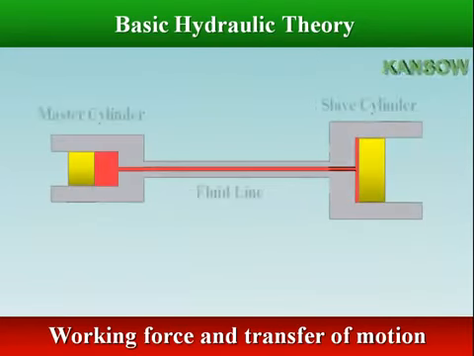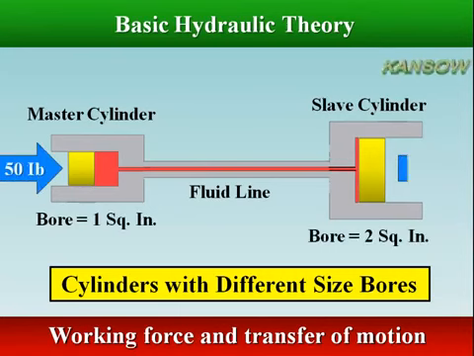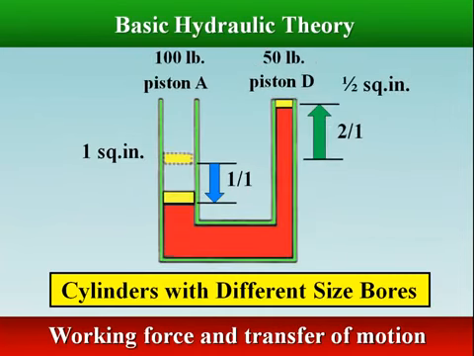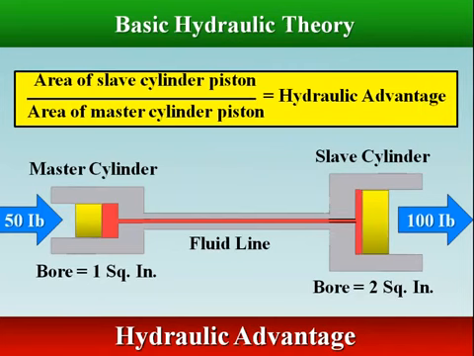By using cylinders of different sizes, forces can be increased or reduced. If the smaller piston is moved, the larger piston will move with more force, but it will move a shorter distance. The ratio of the area of the slave cylinder bore divided by the area of the master cylinder bore determines the hydraulic advantage.